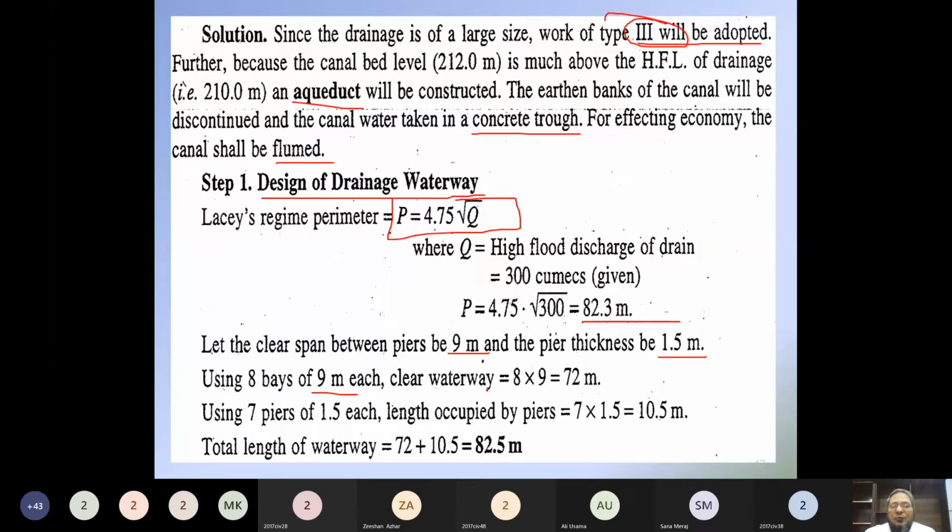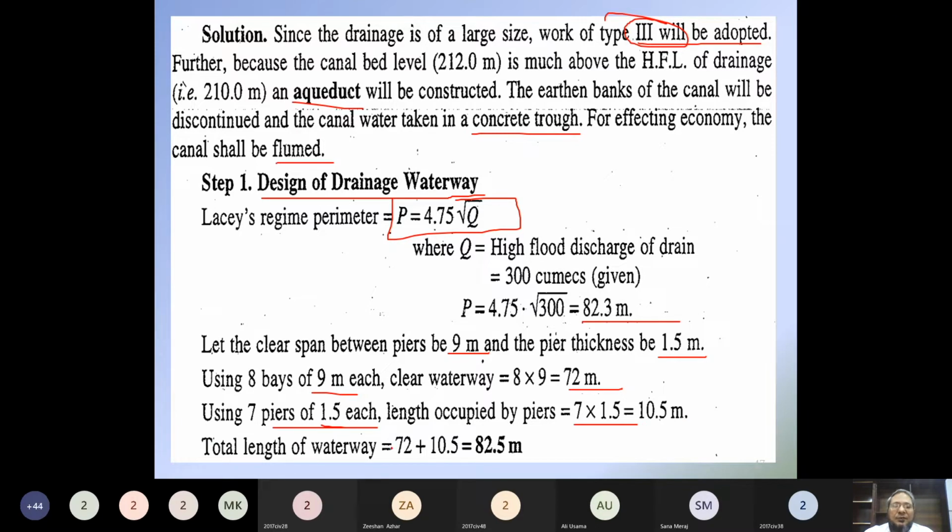And clear waterway would be 8 into 9, 72 meter. 72 meter would be the clear waterway. Using 7 piers of 1.5 each, agar ye 8 hain, to piers kitne ho gaye? 7, kyunki 2 kya honge? Abutments. So 7 into 1.5, 10.5.